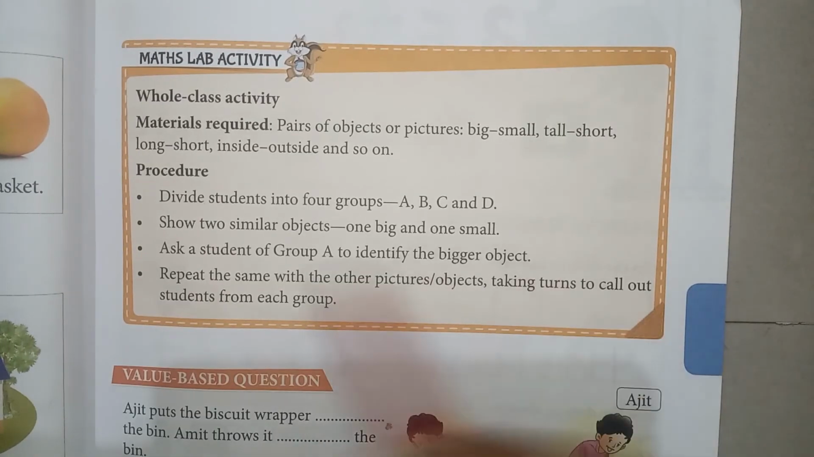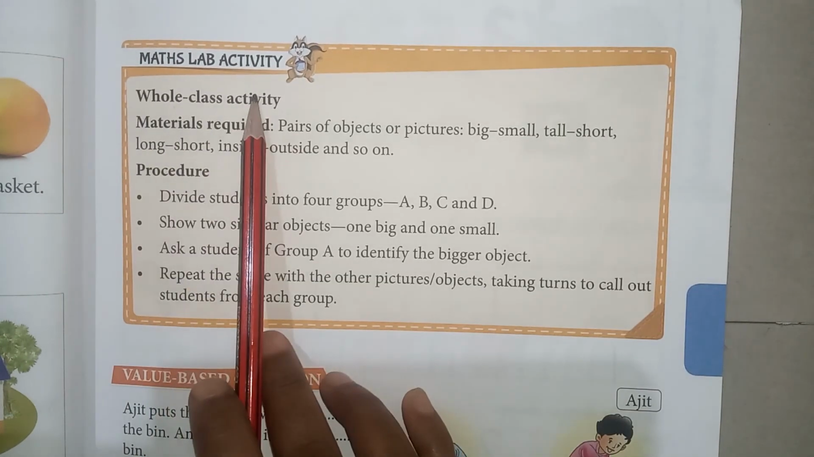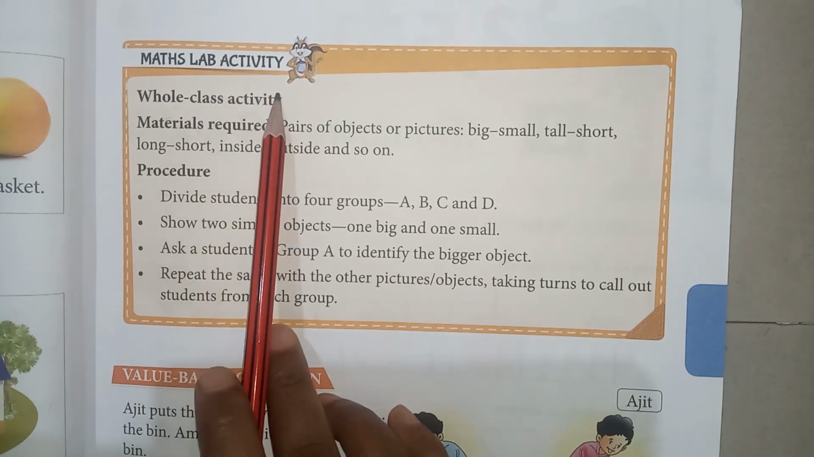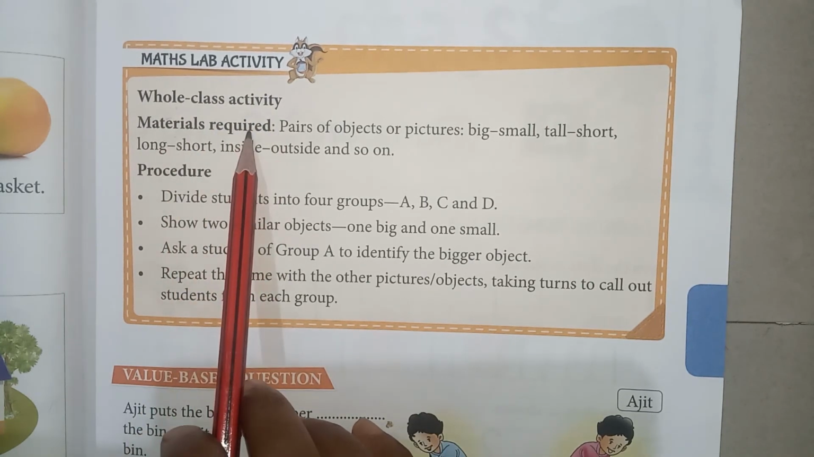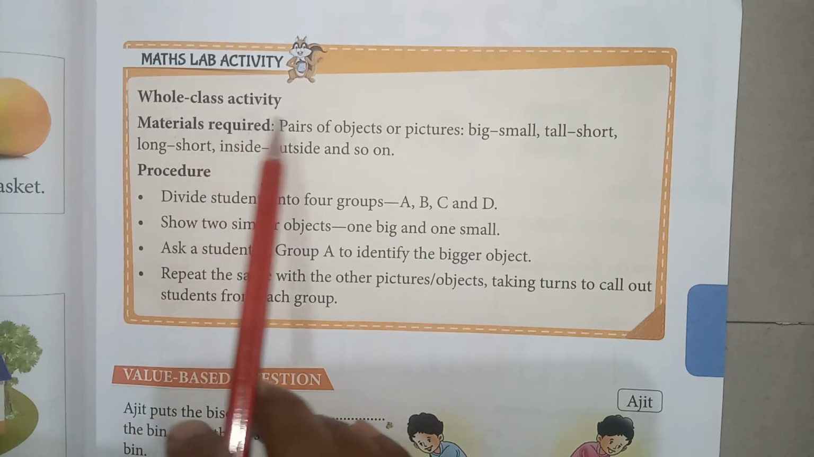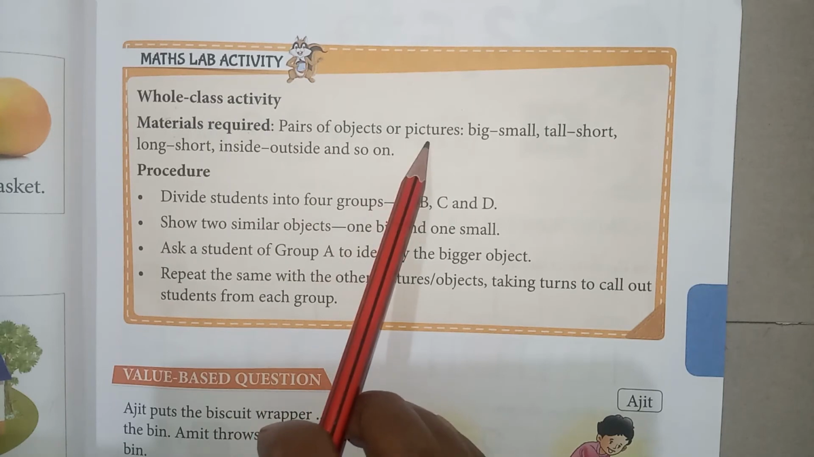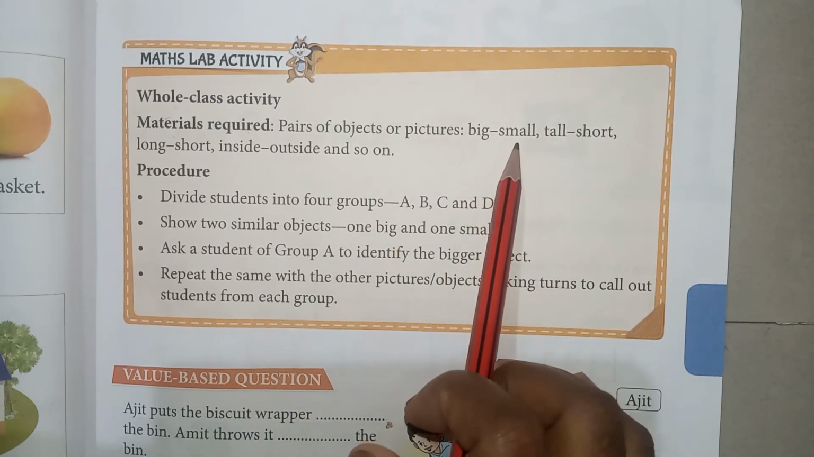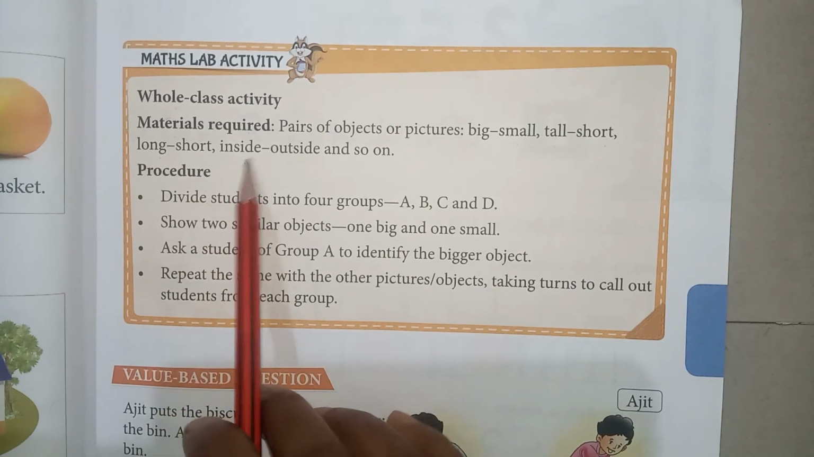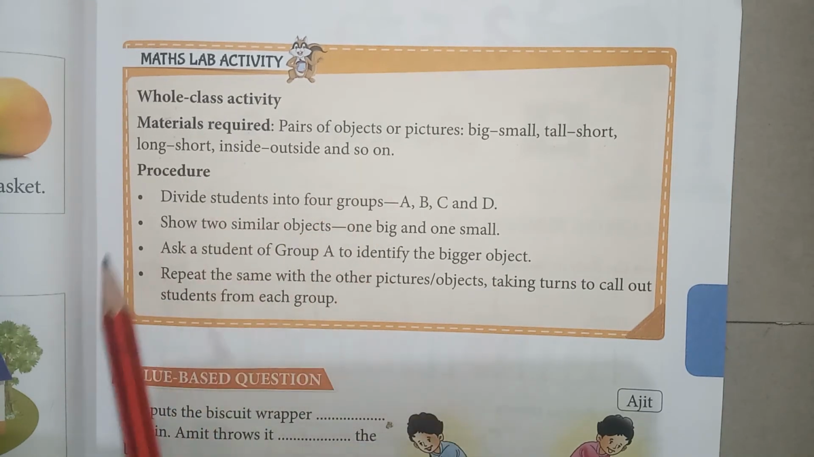Understood? Now we will understand the activity, the maths lab activity. Whole class activity. Whenever you are in the class, you have to do the same activity. Materials required, and which are the materials required that I am telling you. Pairs of objects or pictures. Big, small, tall, short, long, short, inside, outside and so on.